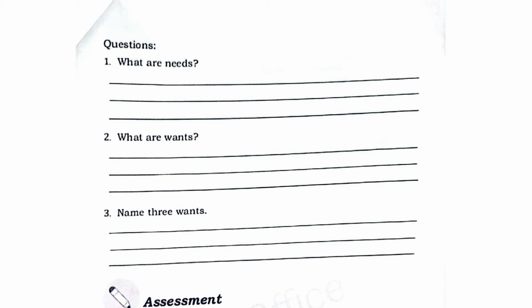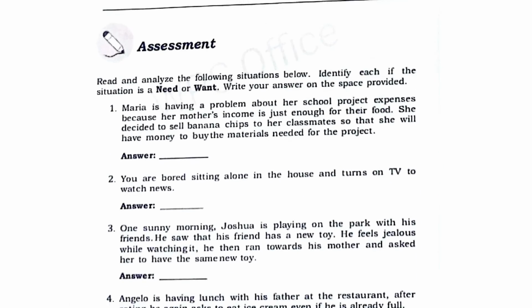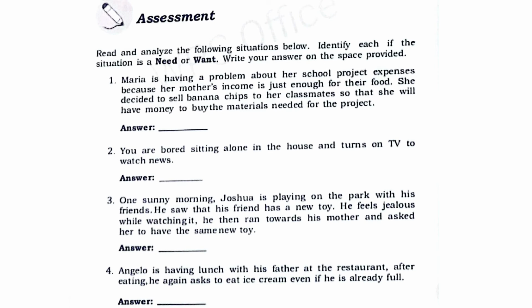And for your assessment, read and analyze the following situations. Identify each of the situation is a need or want. Write your answer on the space provided. Number 1, Maria is having a problem about her school project expenses because her mother's income is just enough for their food. She decided to sell banana chips to her classmates so that she will have money to buy the materials needed for the project.